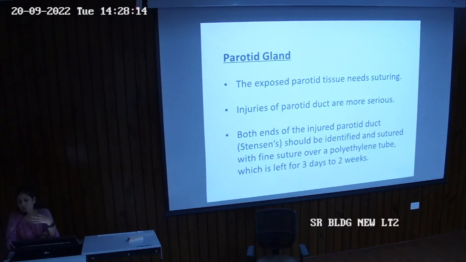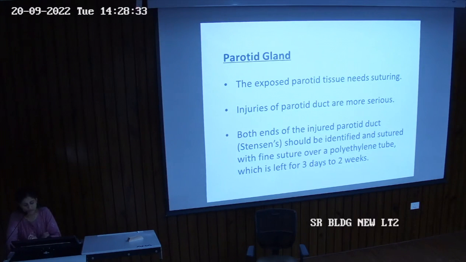So it will start proteolytic degradation of your soft tissues in your skin and lead to a fistula. So every time you eat, you'll have saliva coming from your skin. So trauma to the parotid gland is very important to rule out. Exposed parotid tissue needs suturing. Injuries to the parotid duct are the more serious ones.